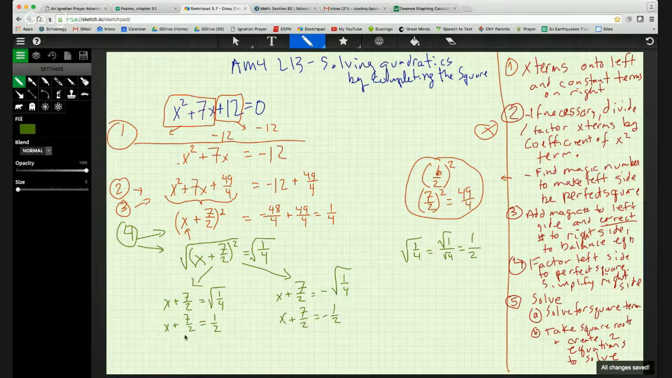So to solve for x, we subtract 7/2 from both sides, and we get x equals negative 6/2, or negative 3. And here we get minus 7/2. x equals negative 8/2, which equals negative 4. So x equals negative 4, comma, negative 3.